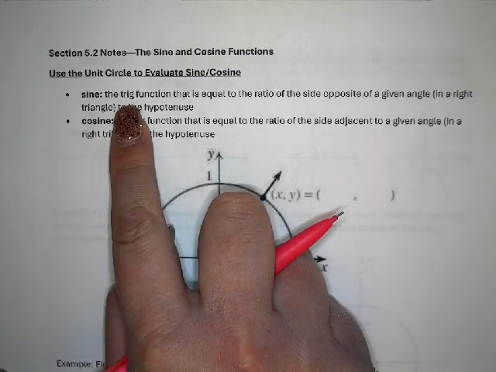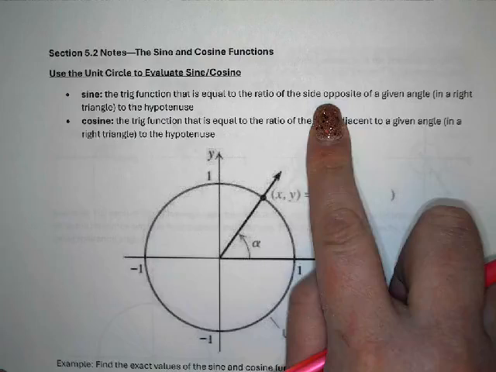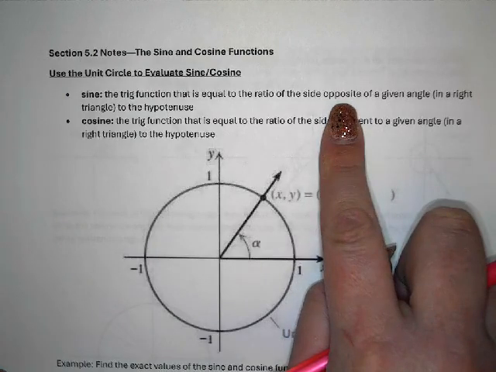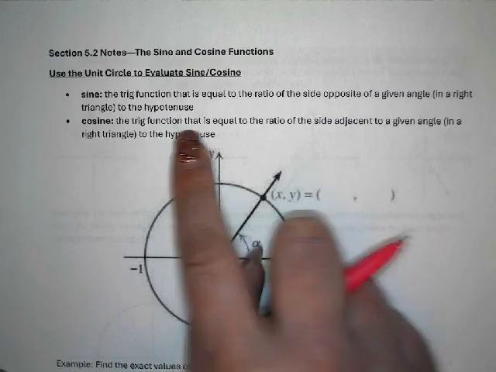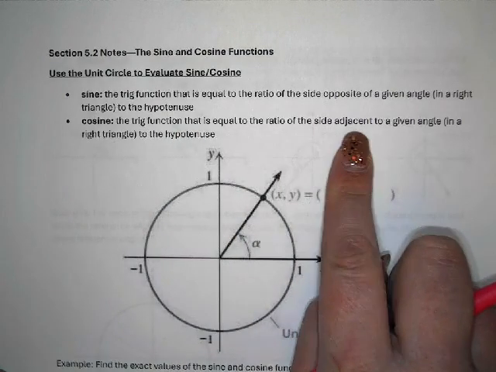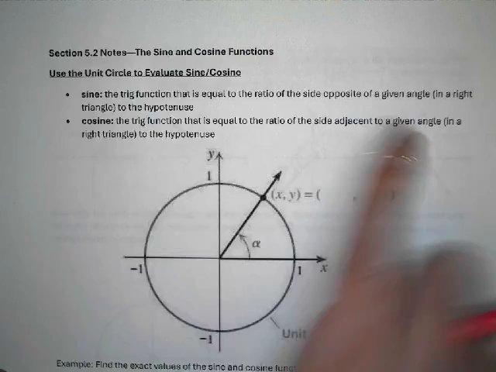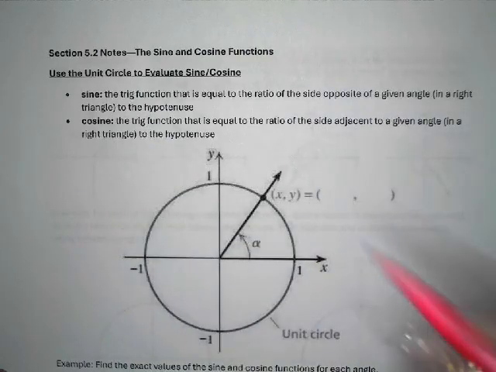Sine is the trig function that is equal to the ratio of the side opposite of a given angle in a right triangle to the hypotenuse, and cosine is the trig function that is equal to the ratio of the side adjacent to a given angle in a right triangle to the hypotenuse.